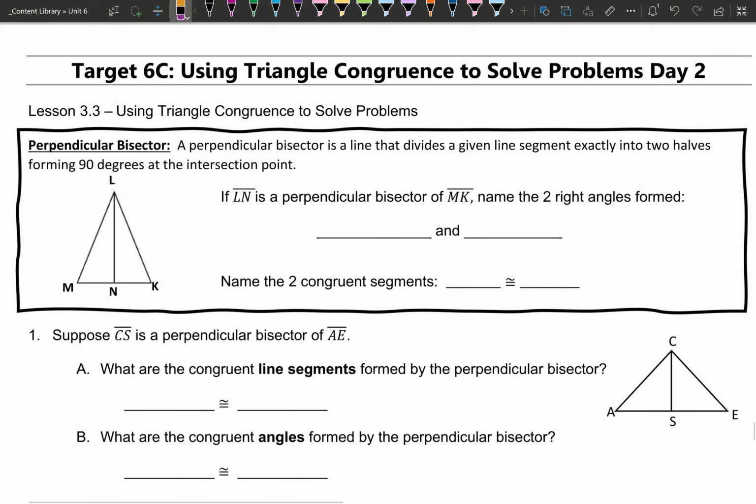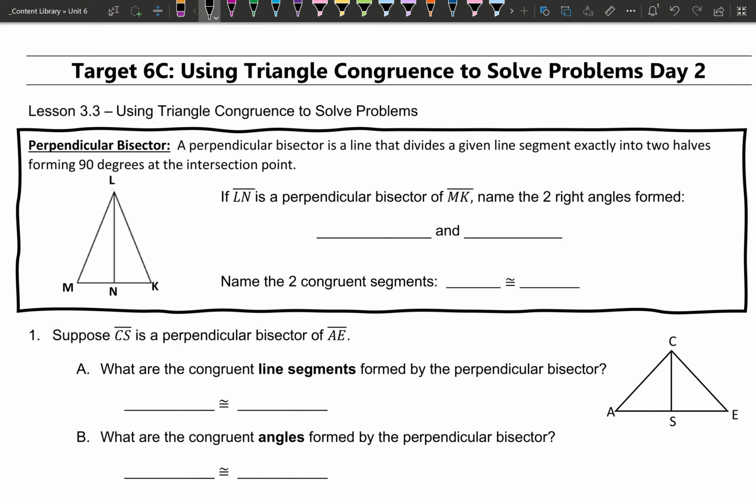All right, the definition I'd like to talk to you about today is a perpendicular bisector. A perpendicular bisector is a line that divides any given line segment into two halves, which means they have the exact same measurement, and forms a 90-degree angle at the intersection point.